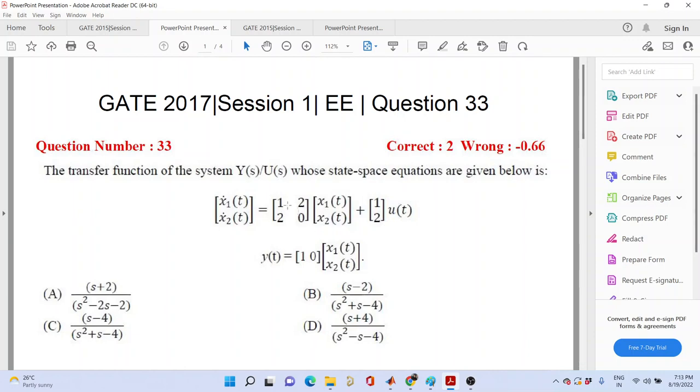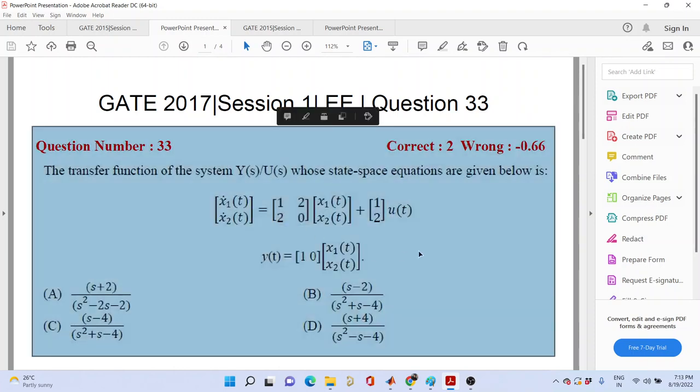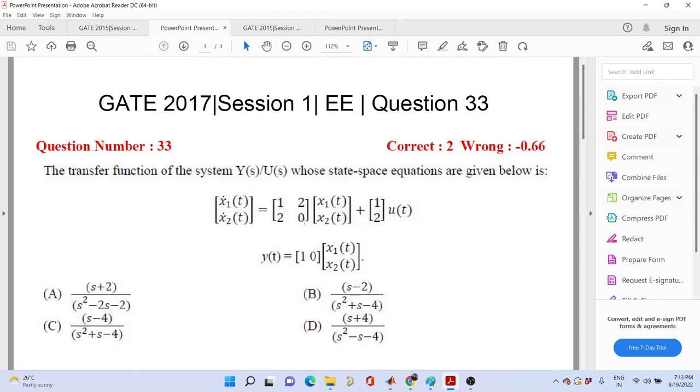Absolutely. So do you remember what the sum of the diagonals says? This diagonal I'm talking about. The sum is 1 plus 0, 1. It's the sum of the eigenvalues, sir. Absolutely. So what are these eigenvalues? Eigenvalues are nothing but poles.